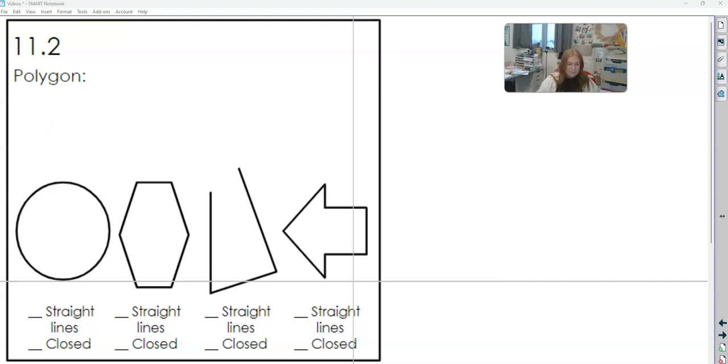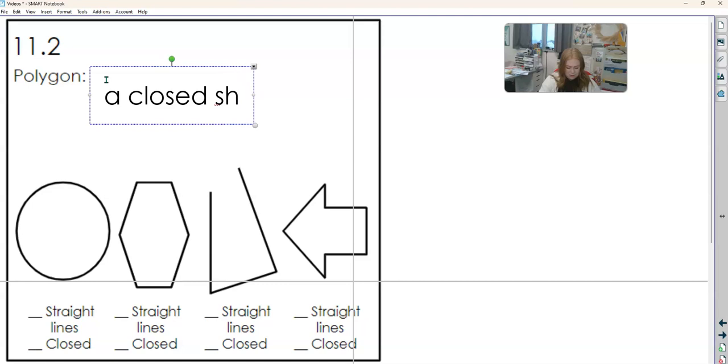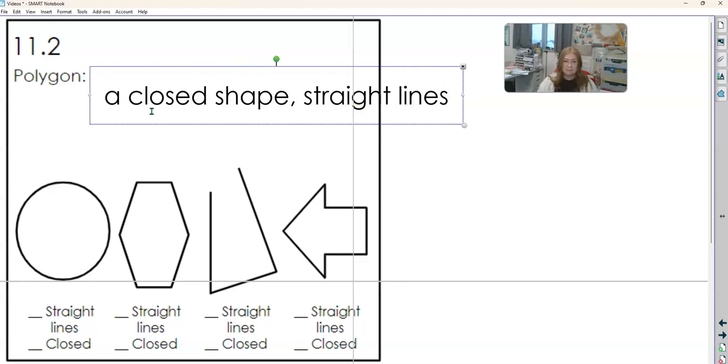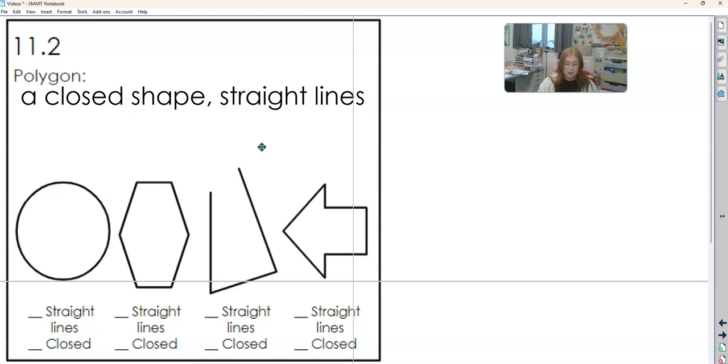So a polygon is a closed shape, and that's not how you spell shape at all. So it is a closed shape, so it has to be completely closed in, and it has straight lines. So a closed shape with straight lines. So we're going to go through and see if these are polygons. It has to meet both of the criteria. It can't just be closed and it can't just have straight lines. It has to do both of these things to make a polygon.